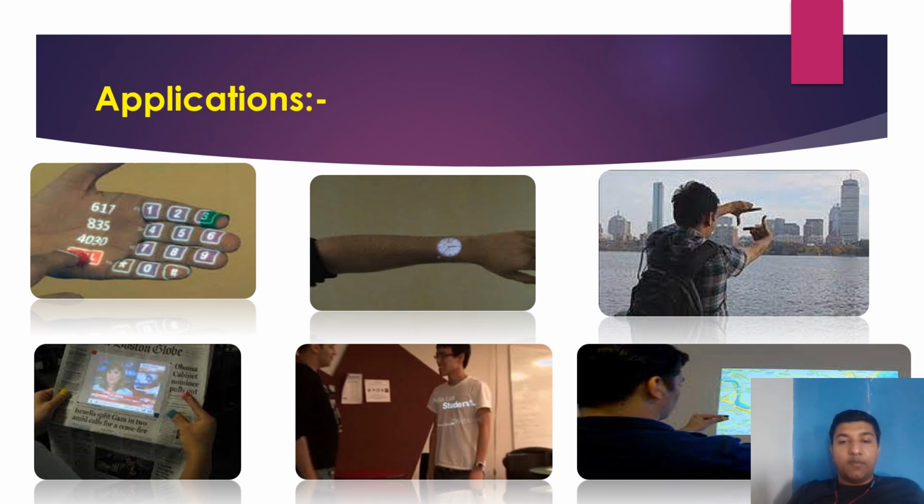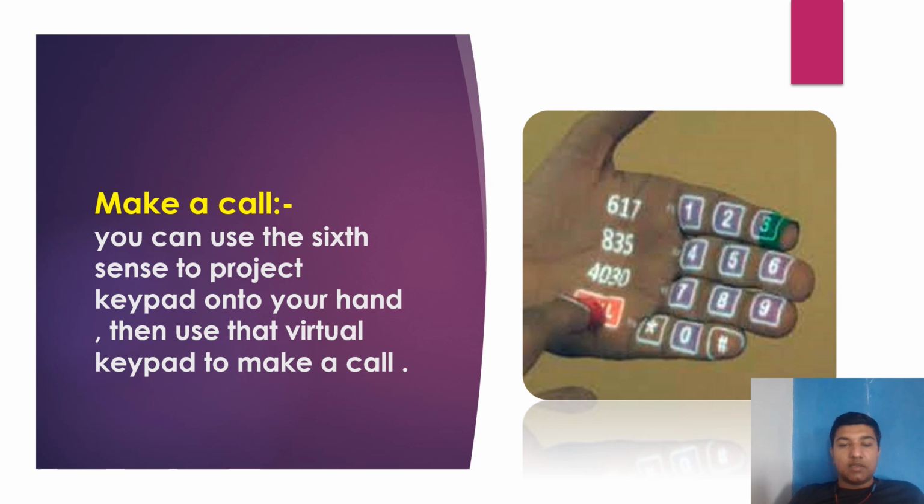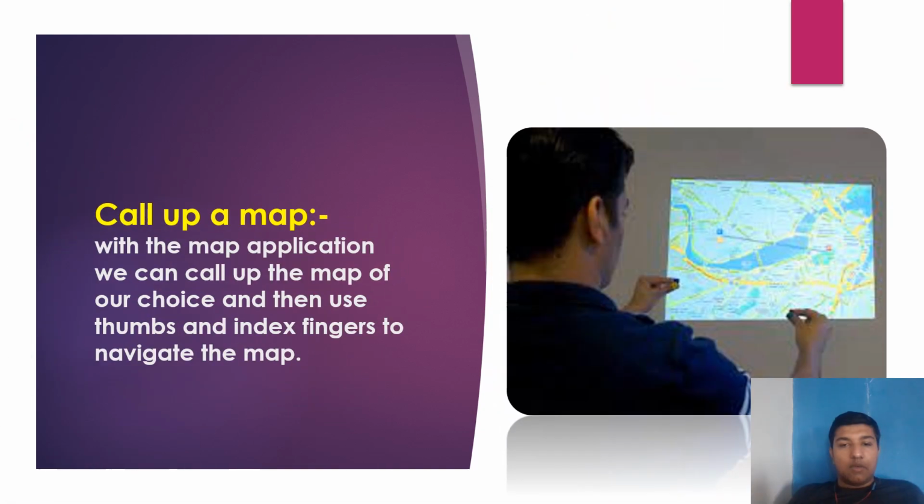Now let's see the different applications of this system, where it is used in our daily life. The first application is that we can use the Sixth Sense system to make a call. We can project the keypad onto our hand and use it as a virtual keypad to make a call. The second application is calling up a map. With the map application we can call up the map of our choice and use the thumbs and index fingers to navigate the map.